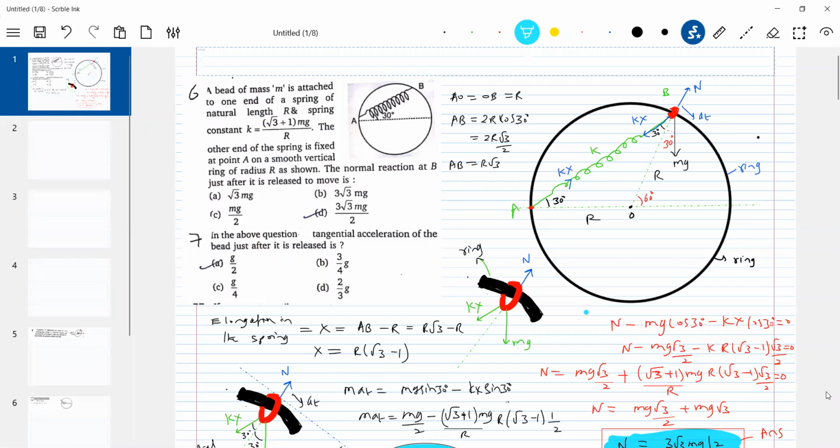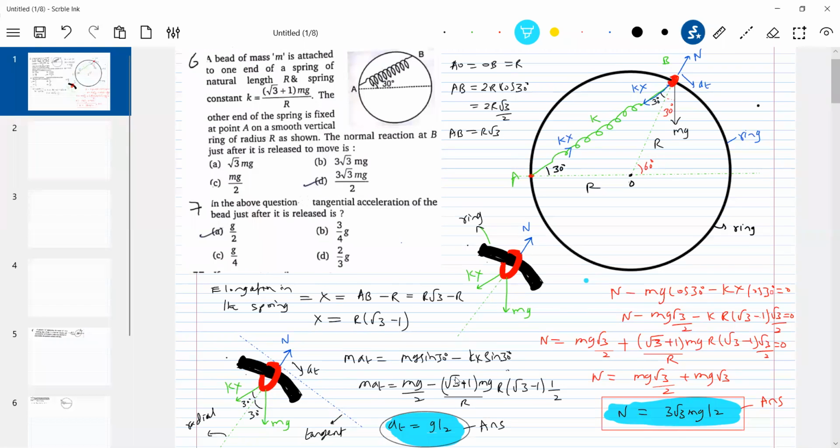Sir, in the last equation, it must be plus kx sin 30 minus mg sin 30, sir. So what do you mean by that? Sir, mAT is equal to kx sin 30 minus mg sin 30, no, sir. Why? Sir, here we are getting minus g by 2, sir. Okay, then the negative sign shows it is opposite, no problem. Okay, it's a negative. Let it be, no problem.